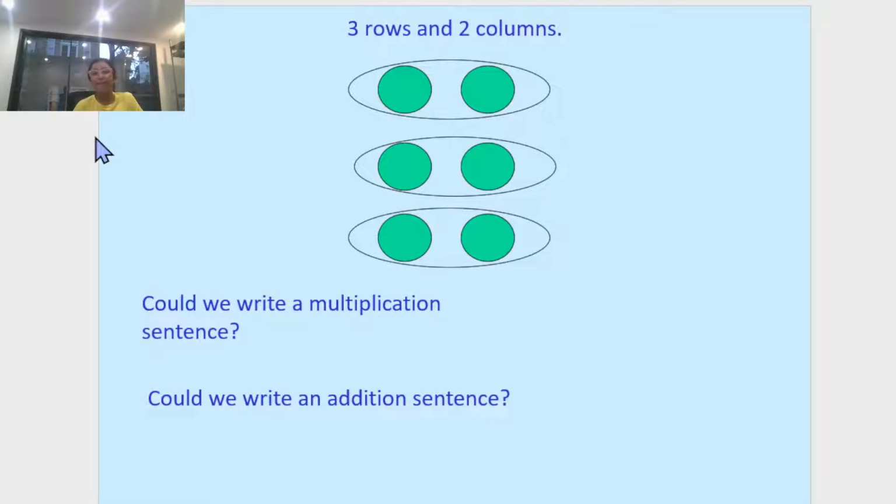Could we write a multiplication sentence? Could we write an addition sentence? You can write this down in your notebook. I'm going to go on to the answers. 3 times 2 is 6, but expanded, that means 2 plus 2 plus 2 is 6. But is there another addition sentence? Yes. 3 plus 3 is 6.